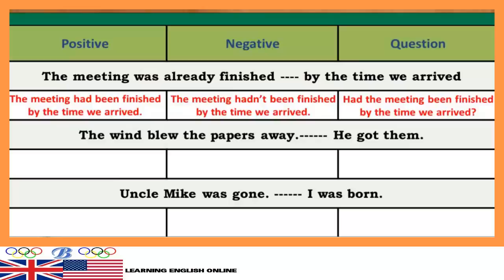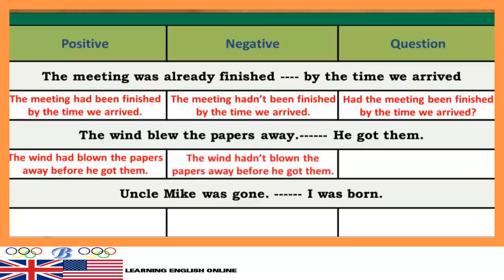Next, the wind blew the papers away and he got them. The correct positive statement is: The wind had blown the papers away before he got them. The negative statement is: The wind hadn't blown the papers away before he got them. And the question is, had the wind blown the papers away before he got them?